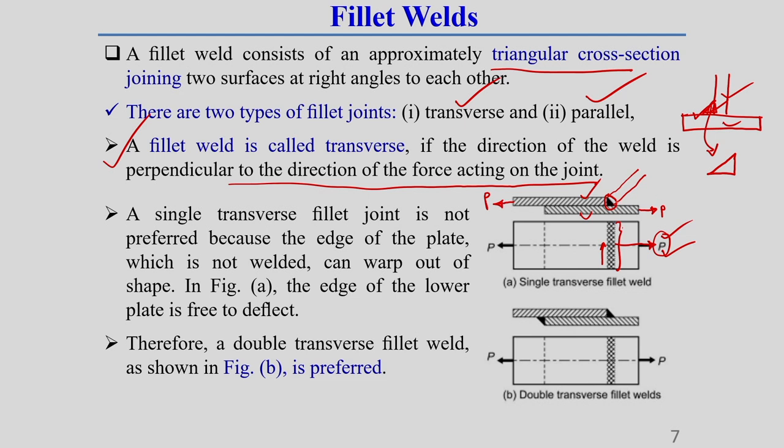Once this weld is done on one side only, it is called a single plate, and depending upon the loading condition it is called a single transverse plate joint. This single transverse plate joint is generally not preferable, because the edge of the plate which is not welded, you see this lower plate, generally this edge is not welded here. So the edge which is not welded can warp out of shape. The edge of the lower plate is free to deflect here. That is why this single transverse plate is not preferable. You should keep this in mind, because this can warp out of shape.